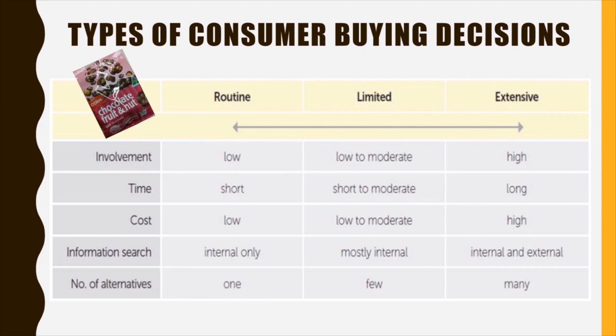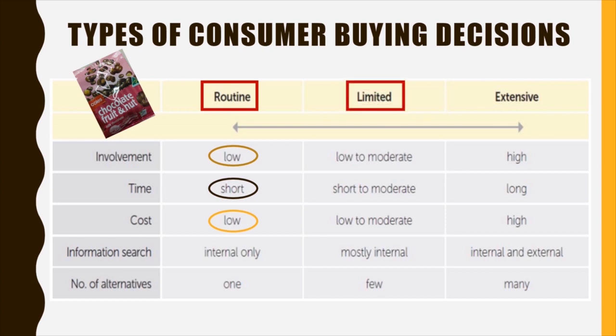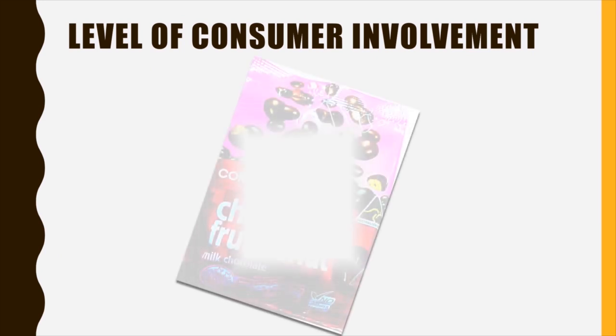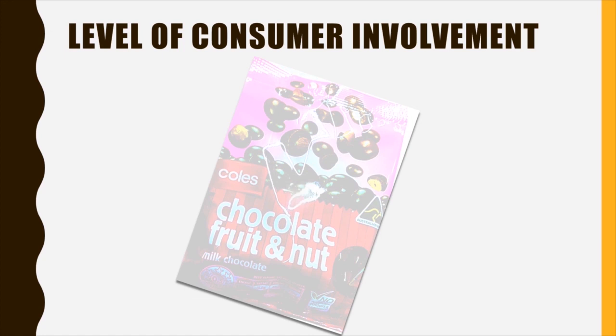Now, we have the types of consumer buying decisions. As my decision of buying chocolates is routine, there is low involvement, a short time and low cost. But sometimes it is limited because it takes me a little bit more time in information search, considering a few alternatives to analyze. The level of consumer involvement is perhaps the most relevant element in classifying buying decisions. So let me show you the 5 factors on which they depend.